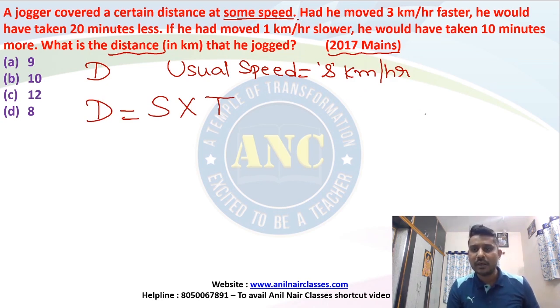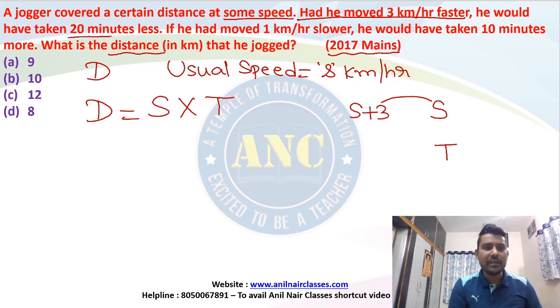Suppose the original speed is S kilometers per hour, or the usual speed is S kilometers per hour, and the usual time taken is T hours. If he had traveled 3 kilometers faster, S would have become S plus 3. He would have taken 20 minutes less. T would have become T minus 20 minutes, right?